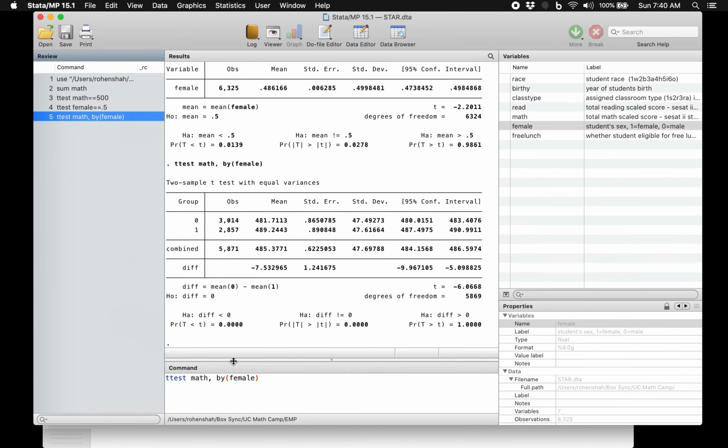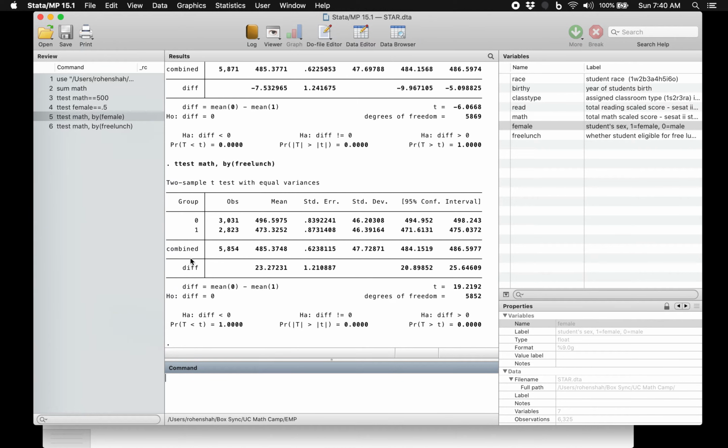Notice we could then do this by another dummy variable. We could do it by, for example, free lunch, where again that's a 0-1 for whether you get free lunch or not. Let's see what happens. So those without free lunch on average score 496, and those on free lunch, as you might guess, because they're usually lower income, are scoring 23 points below. That's a pretty big difference. The t is 19, again 19 standard deviations below. So it's no contest that we're rejecting the null that they're equal. These two are not equal to each other. We're pretty confident about that.